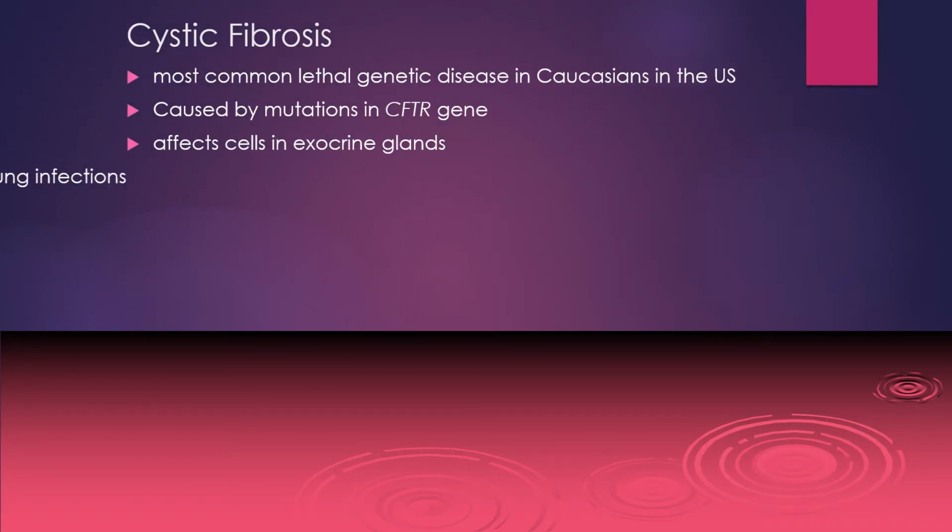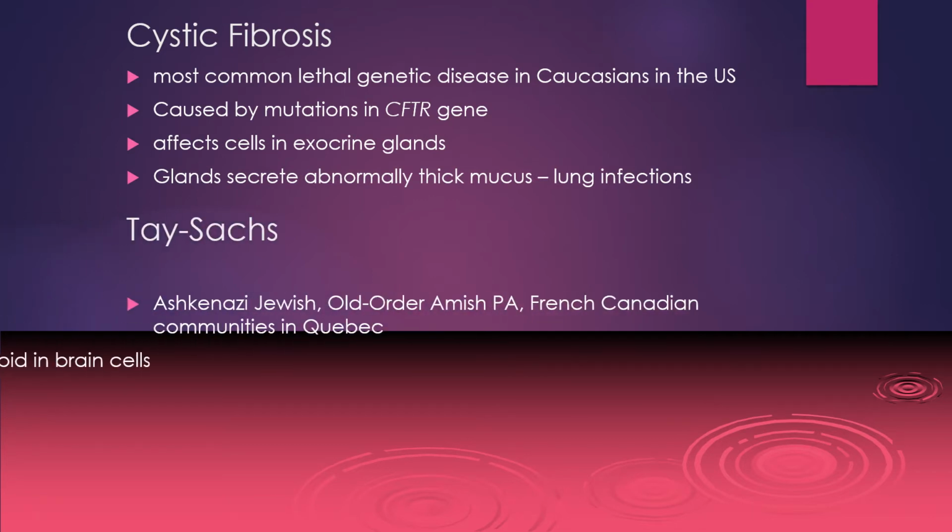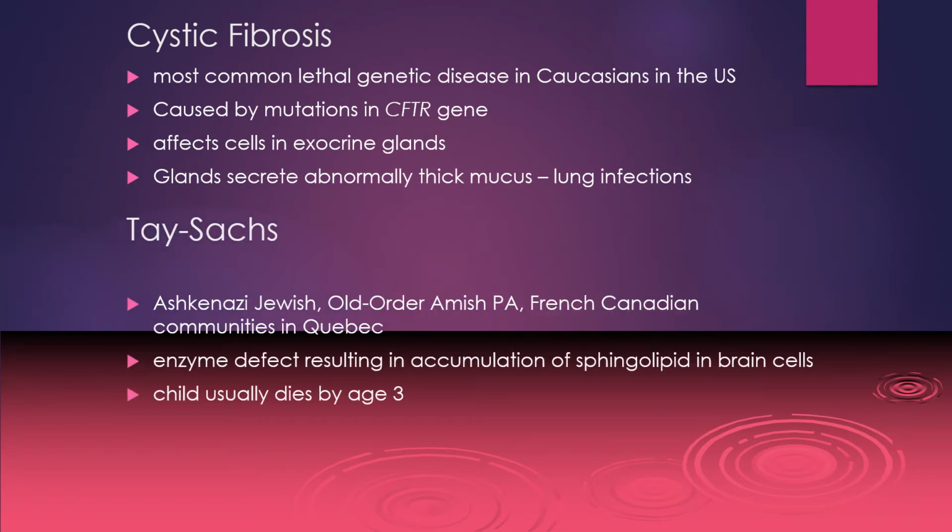An example of this is cystic fibrosis. And cystic fibrosis is the most common lethal genetic disease in Caucasians in the US. It's caused by mutation in the cystic fibrosis gene, and that affects cells in the exocrine glands. And exocrine glands are glands that secrete to surfaces. So they actually have tubes that go from the gland out to the surface. The salivary gland, for example, is an exocrine gland because it secretes saliva into your mouth.